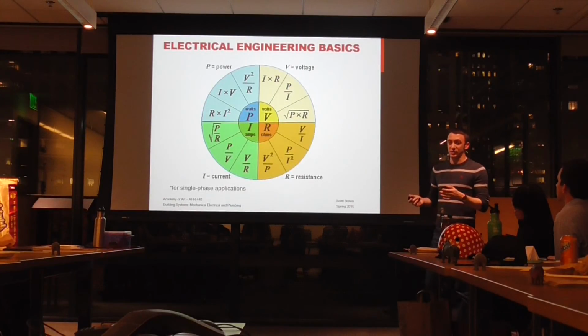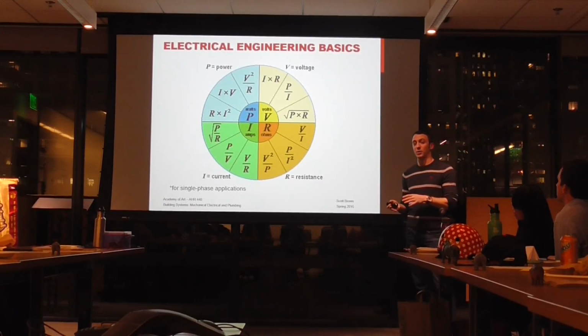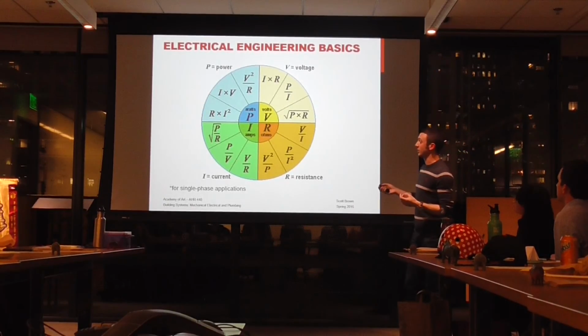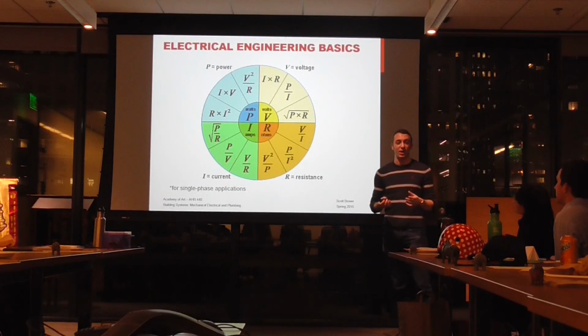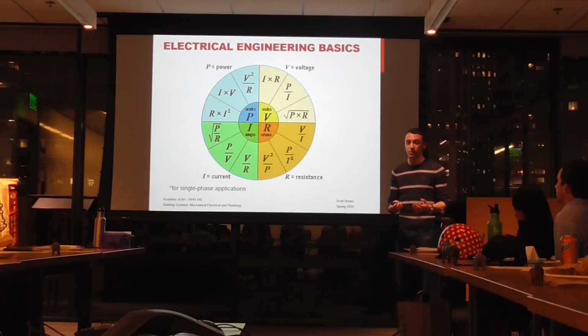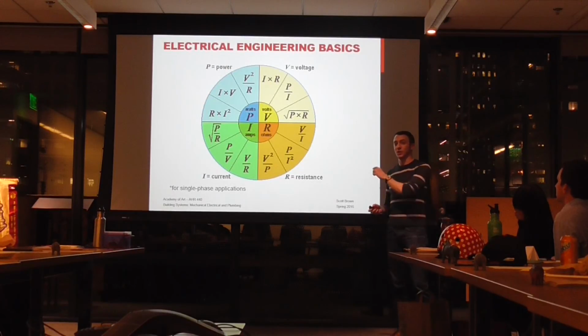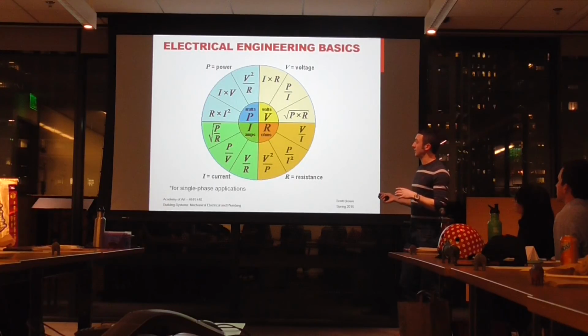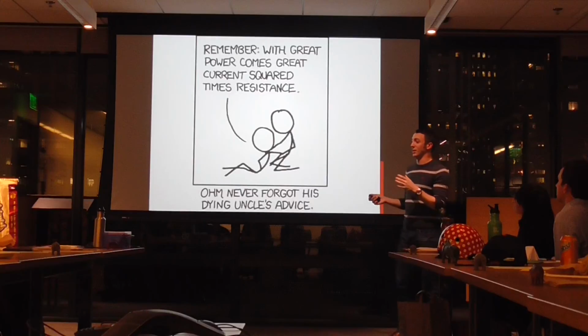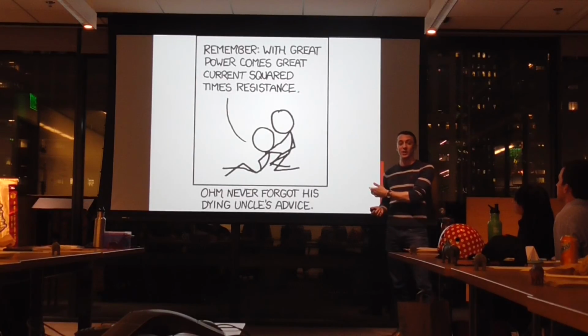The funny thing about these equations, there's 2 equations and only 3 variables. So by substituting, we can actually create a series of 12 equations. If you have any 2 of these variables, power and resistance, or voltage and power, or resistance and current, you can use these equations to get the other 2. It's very useful. If you don't have this chart on you, you can always remember the words that Ohm's dying Uncle Ben told him. With great power comes great resistance squared times current.